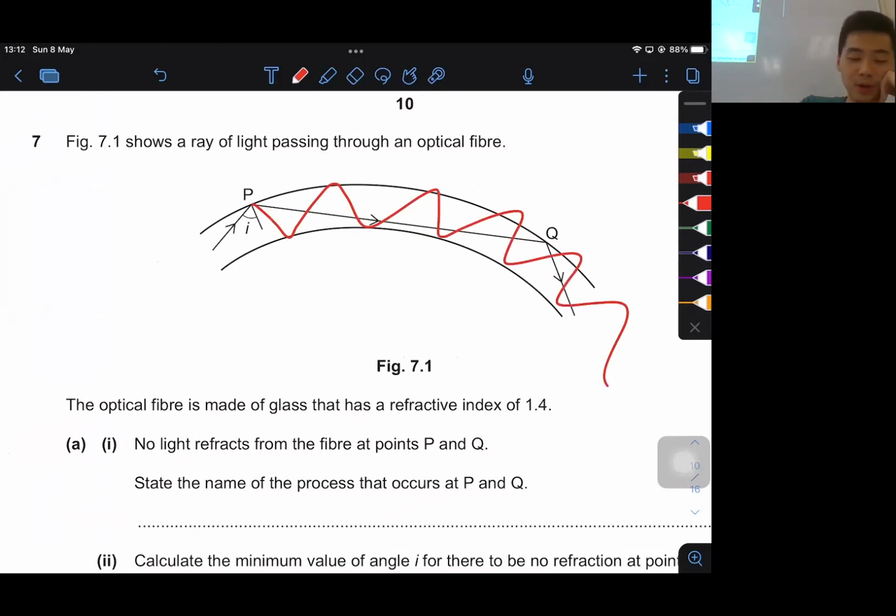Definitely not. Why? Because total internal reflection has to follow the laws of reflection, meaning however much this angle is, this angle must be the same as well. In optical fibers, especially in your IGCSEs, don't draw more than 2 light rays in the optical fiber. Usually, in most cases, it will actually just be 1. But the mark scheme is lenient. They'll give you up to 2 rays. Don't draw more than 2. Very important. It always comes up.